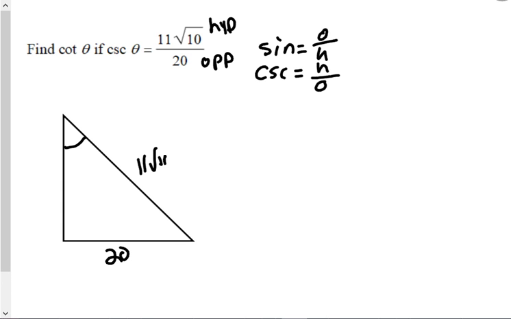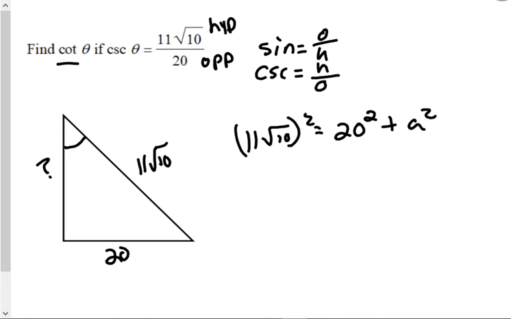And now we have to find the missing piece, because in order to find the cotangent, which is adjacent over opposite, we will need the adjacent side. So we go to the Pythagorean theorem at that point. The hypotenuse is 11 square root of 10. We'll square that. That's equal to the sum of the squares of the legs. So this would be A for the adjacent side that we're missing.